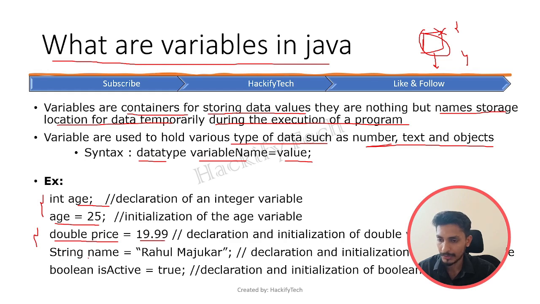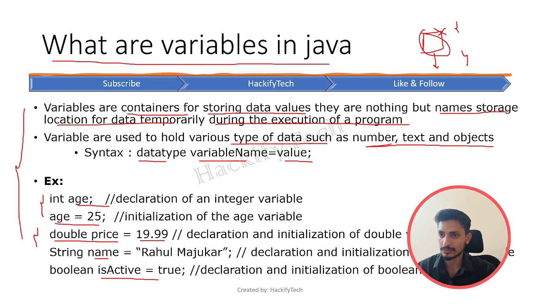Similarly, we can define a string. Strings are always added inside double quotes, so make sure of that. We have a boolean value as well, which can be true or false. So these are variables.